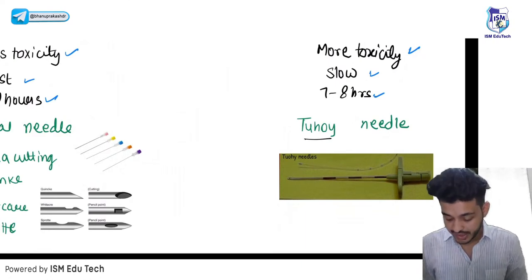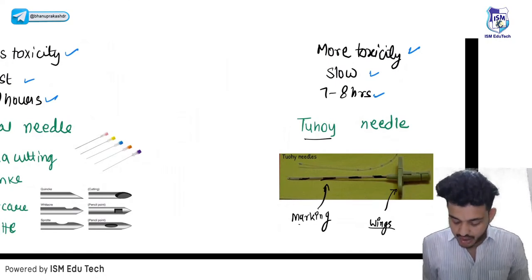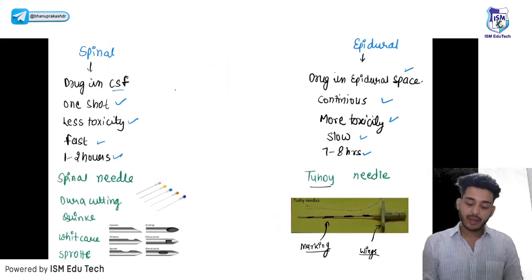What will you call this? Tuhi needle. How will you identify it? There will be wings. If there are wings, look here, there are markings. Then it is a Tuhi needle. Tuhi needle is an epidural needle.